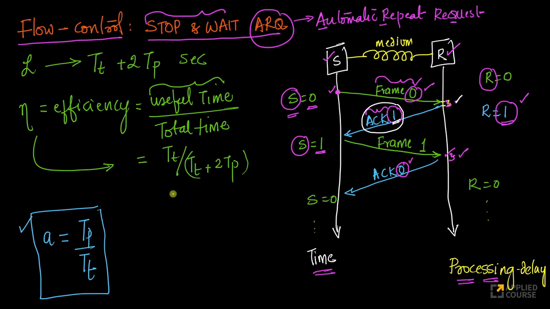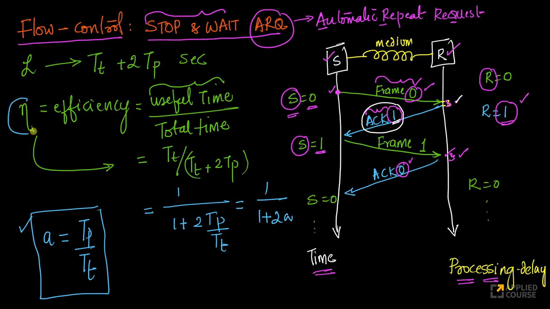Now, if I want to represent this in terms of A, what can I do? Imagine if I divide both numerator and denominator by TT. So I can write this as 1 by 1 plus 2TP by TT. I'm simply dividing the numerator and the denominator by TT. Simple high school math, right? So this is equal to 1 by 1 plus 2 into A.